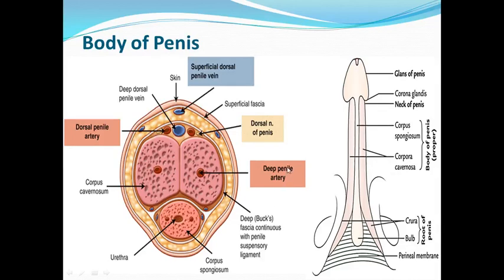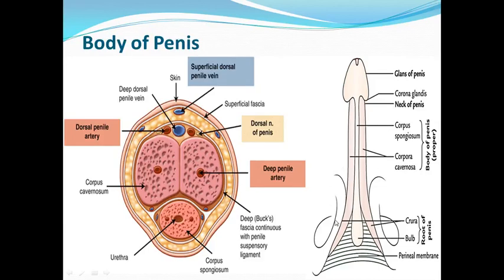Now talking about the three most important components of the body of the penis: the two corpus cavernosa and the one corpus spongiosum. In this figure you can see these two are the corpus cavernosa, and this one is the corpus spongiosum.